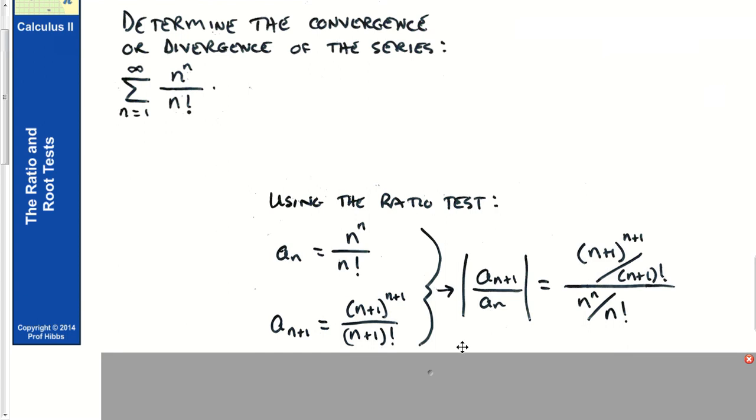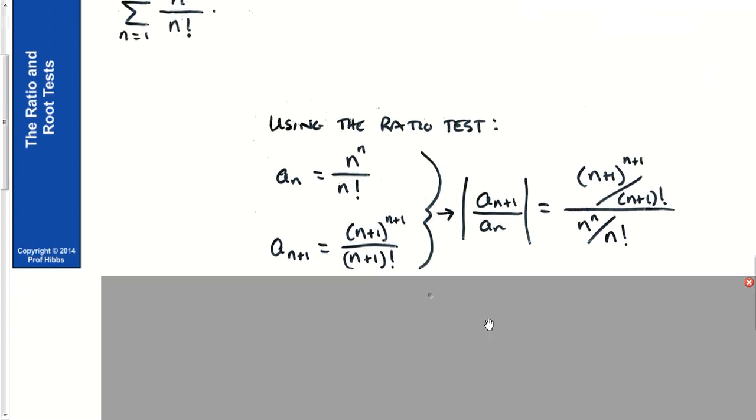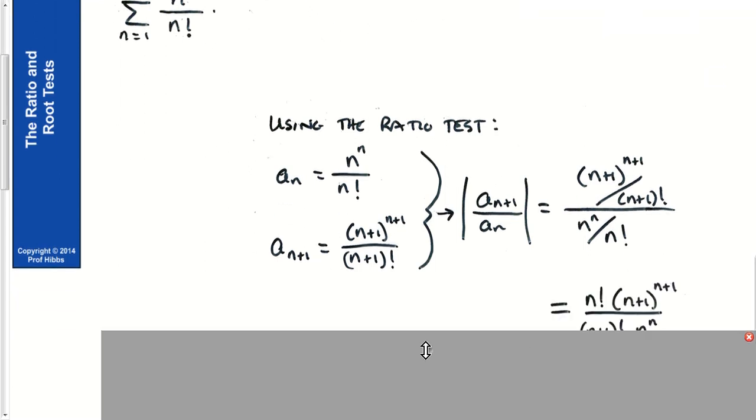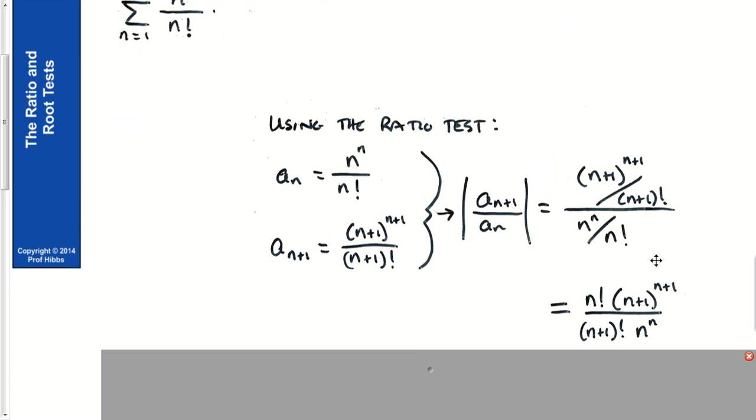Okay, but since a sub n and a sub n plus 1 are never 0, and they're always positive, we don't need the absolute values, and this is what the fraction would look like. Now, of course, the next thing we need to do is simplify that fraction. So we reciprocate and multiply. The n factorial will be in the numerator, and the n to the n power will be in the denominator.